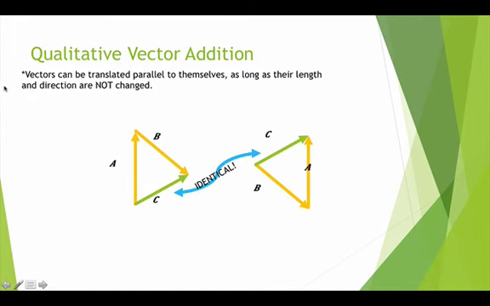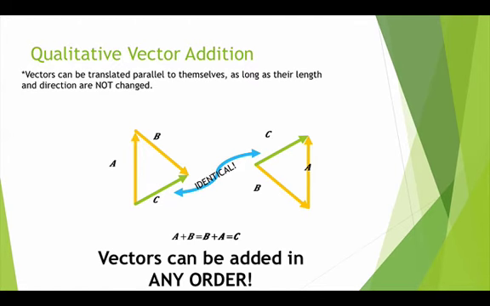But that's okay because of the first thing we talked about. Vectors are the same as long as you don't change their direction or change their length. Both these C's are pointing in the same direction and have the same length or magnitude. Symbolically, A plus B is the same thing as B plus A, or verbally we can say vectors can be added in any order and they give the same answer.